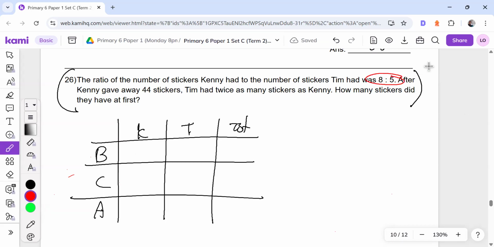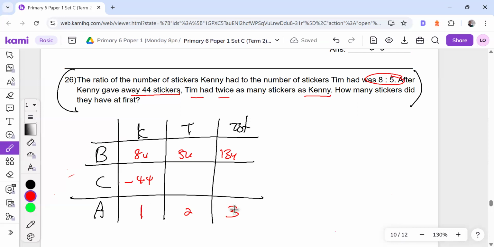I put this number in the boxes. Make sure you put in the right box. And you have to call them units. You cannot just put 8 or 5. You have to call it 8 units, 5 units. Kenny gave away, minus. Okay? And then Team got twice as many as Kenny. So Team got 2 times, Kenny got 1 time. Total is 3.